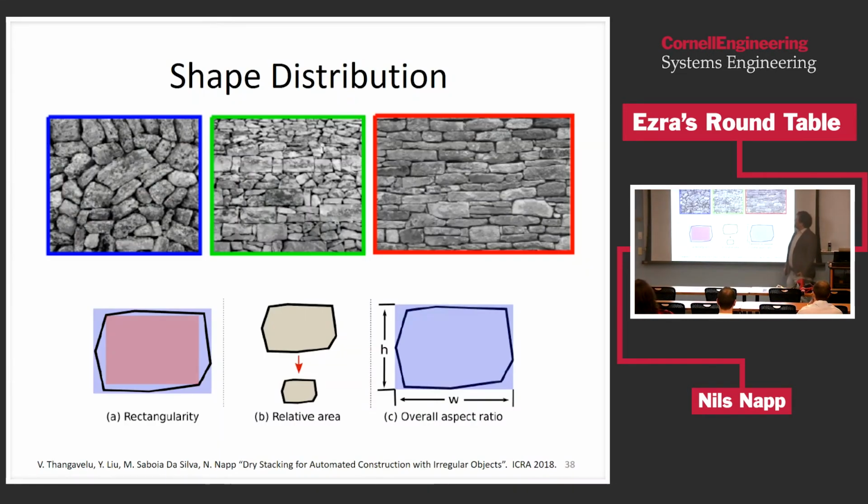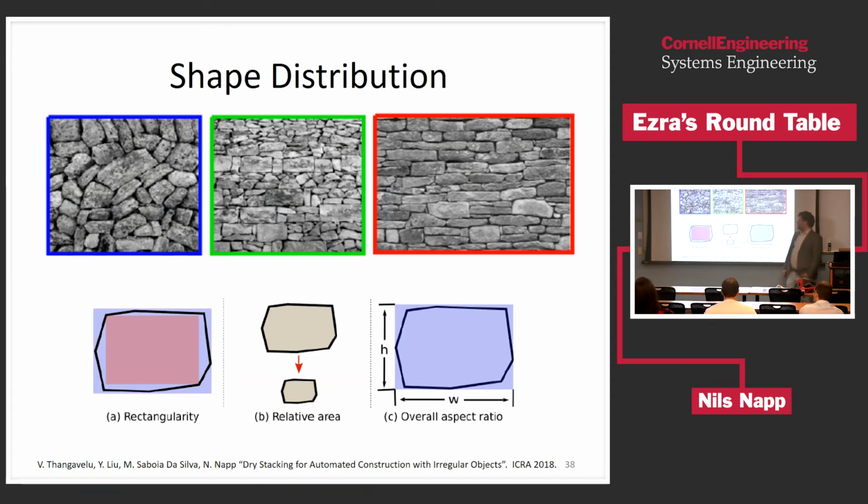So to test this and to figure out how to formalize this autonomous dry stacking a little bit, we looked at different rock walls, and this is just the 2D face right now because we weren't able to get the actual 3D shapes of these rocks, and then analyzed the shape distribution of the building elements. And you can use a few different ones.